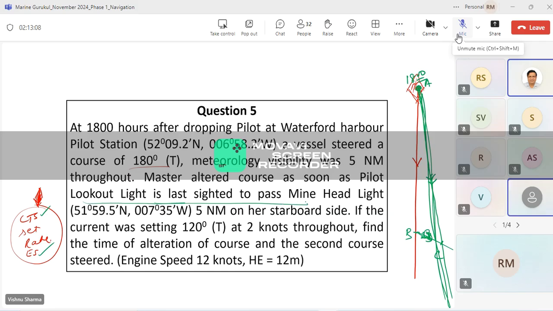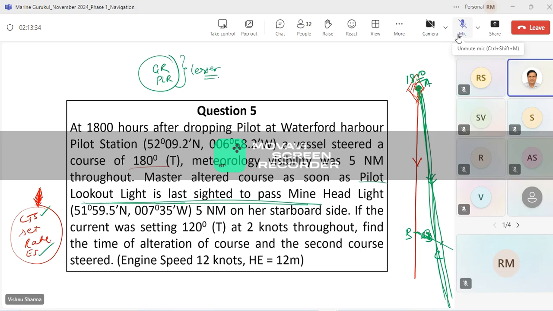What does this give you? Pilot lookout light is last sighted. What does this give you? Raising, dipping. It gives you a position circle, right? So that means you will calculate the geographical range of this light. You will calculate the present luminous range of the light. If you can calculate both, then you'll use the lesser of the two. Am I right, guys? Yes, sir.